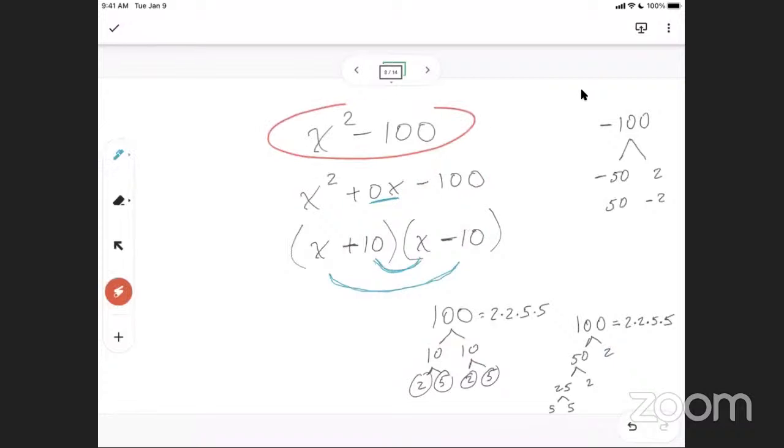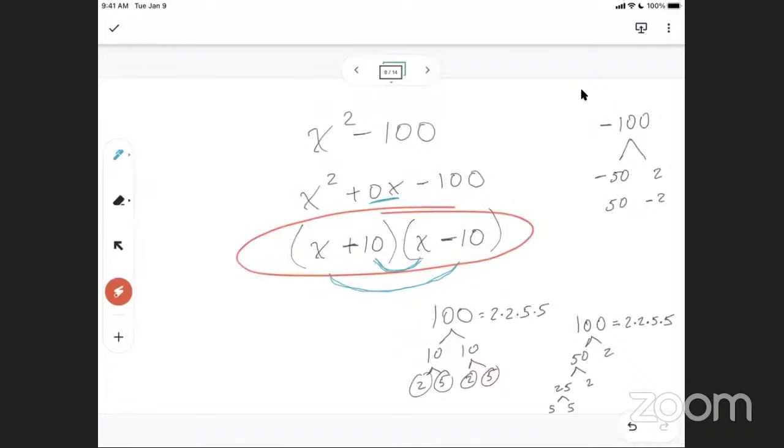See, it actually looks more complicated. This looks kind of pretty and easy and nice. This looks bigger and messier. But there's a reason we do that, and you'll see soon enough. I'm not going to spoil it for you.